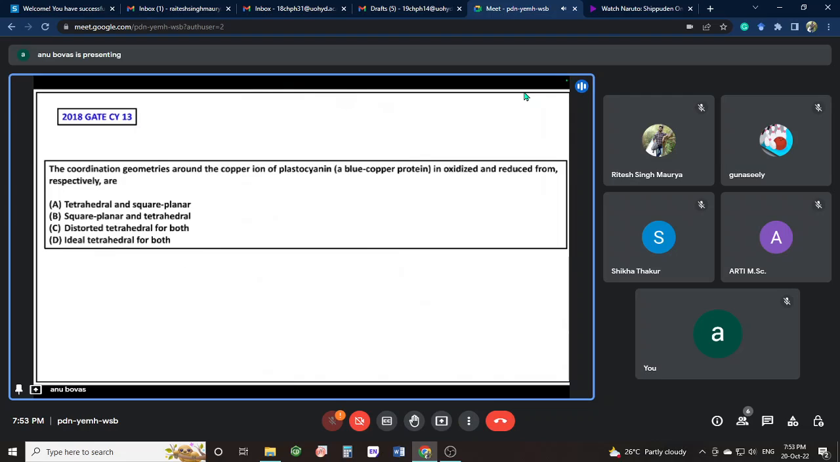So we will learn a little bit about plastocyanin, the blue copper protein, and we will also learn a little bit about azurin, another blue copper protein related to this, so that if any question is asked next time regarding azurin, you will be able to answer that question also.